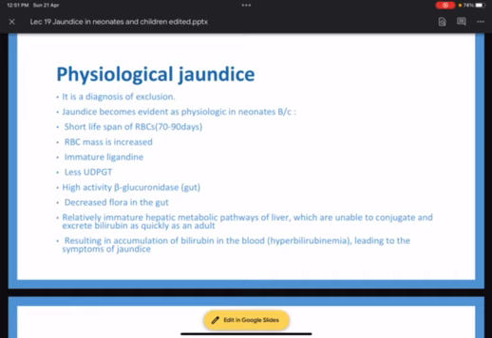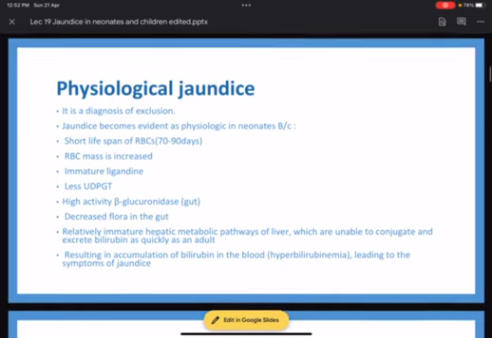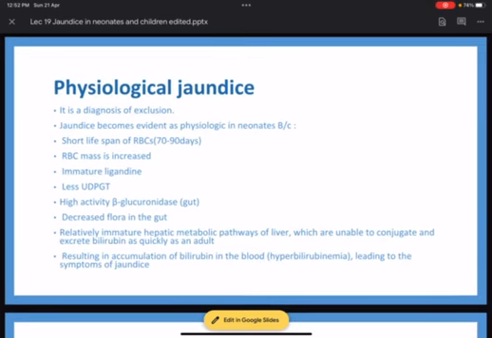Ligandin is a protein that carries bilirubin to be conjugated. This ligandin is sometimes insufficient in just born babies. This could be another cause for why they develop jaundice. Some other causes include high activity of beta-glucuronidase in the gut.